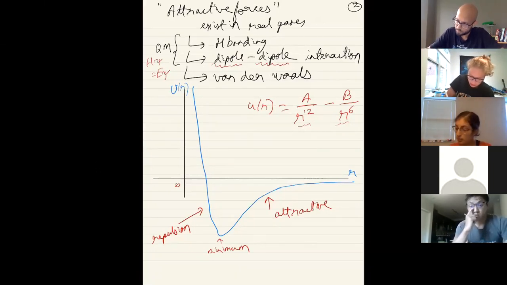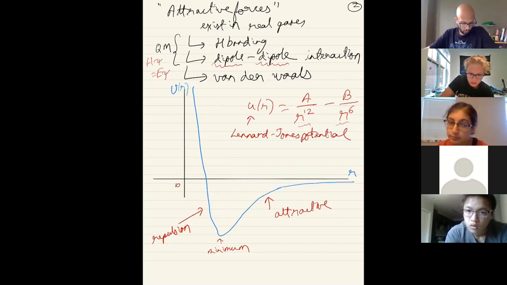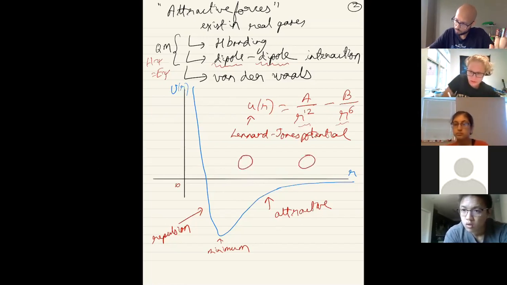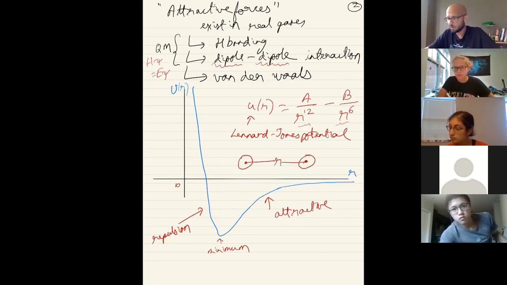This potential over here has a name. It's called a Lennard-Jones potential. It's one way of describing a real gas. So keep in mind, even this has approximations. This is talking about the interaction between two molecules only as a function of their interatomic separation.